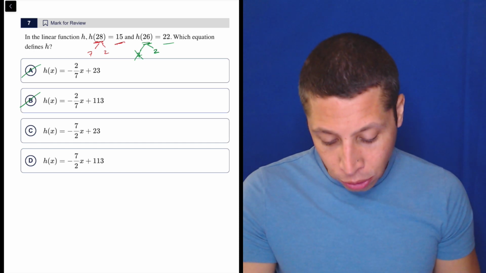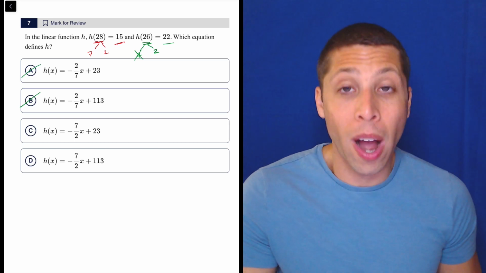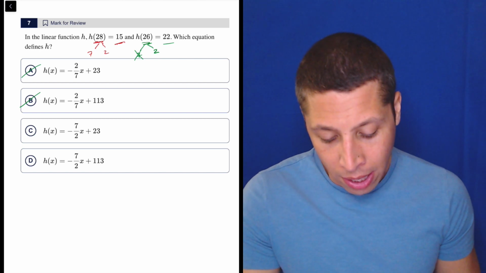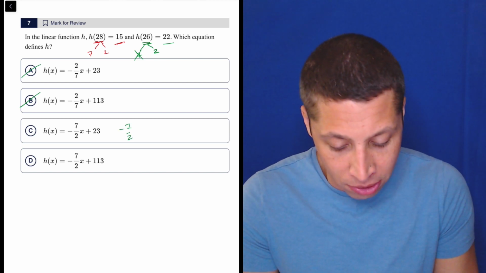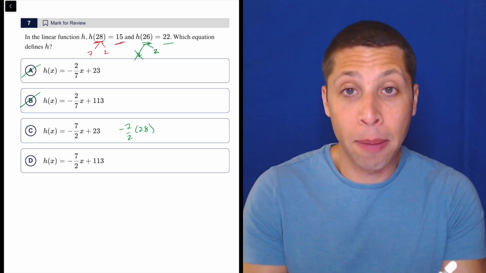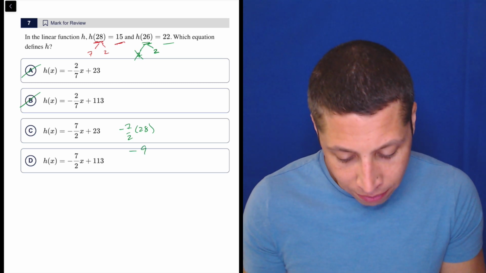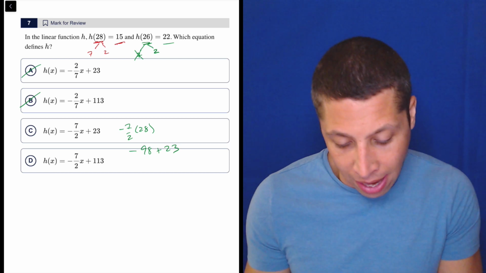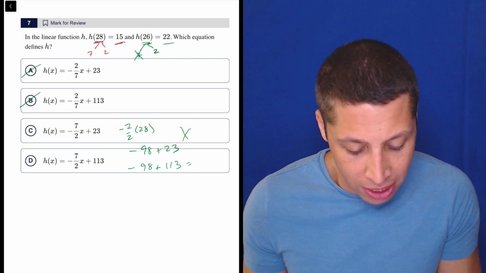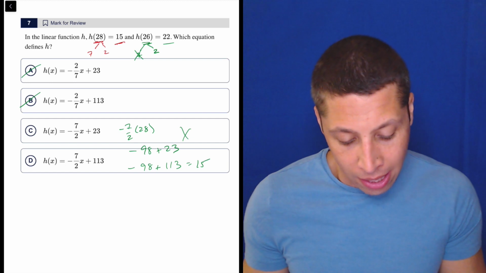So then that really just comes down to choices C and D, and you could just use the calculator here, right? The fact that the y-intercept is different for both is telling us that only one point plugged in here is going to work out. So you can just do, okay, what is negative 7/2 times 28? I'm going to do 28 in my calculator times 7 divided by 2, and that would be negative 98. So negative 98 plus 23, that's not going to be 15, right? So that gets rid of C. And then if I did negative 98 plus 113, that's probably going to work. Negative 98 plus 113 is 15. So just like that, I'd be done.